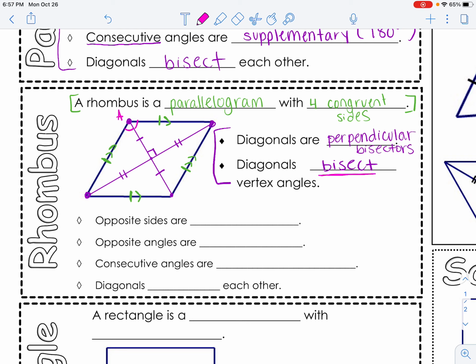And it does that to all of the angles. So let's say this is B. It cuts B into two equal halves as well. And down here, maybe it cuts this one into two equal halves, if I label it C. And then D also gets cut into two congruent halves. So it bisects all four vertex angles.